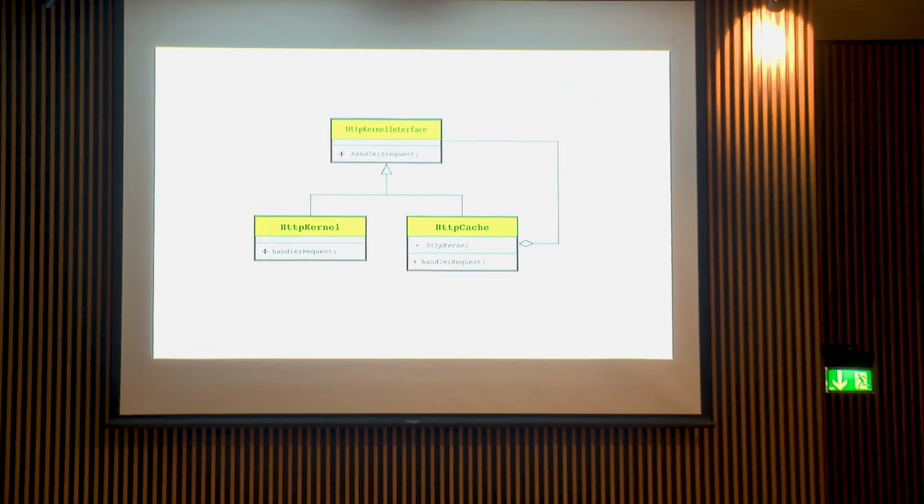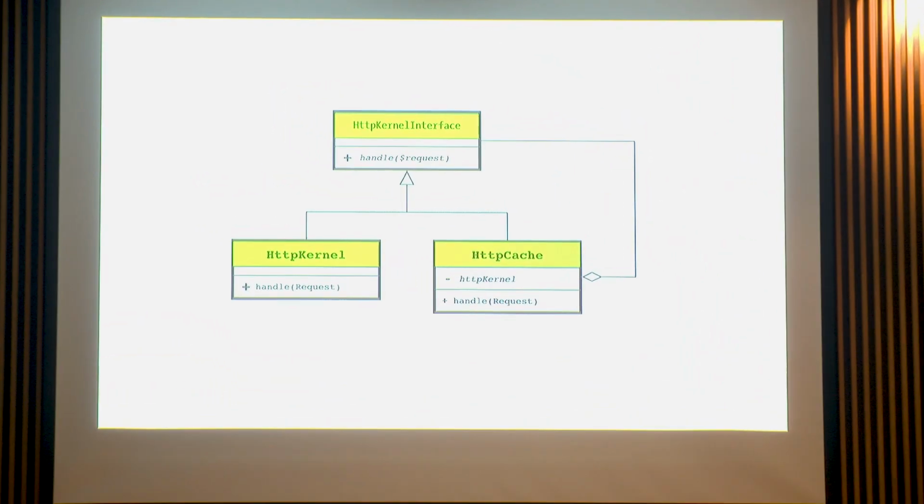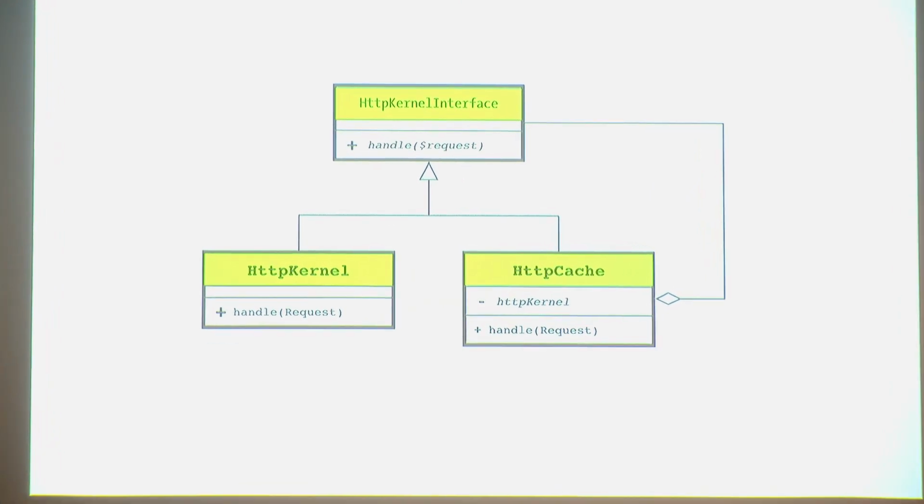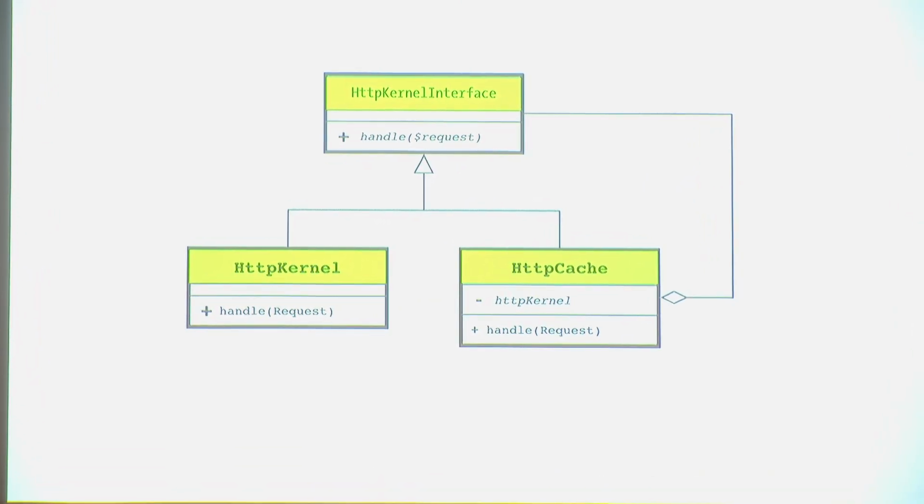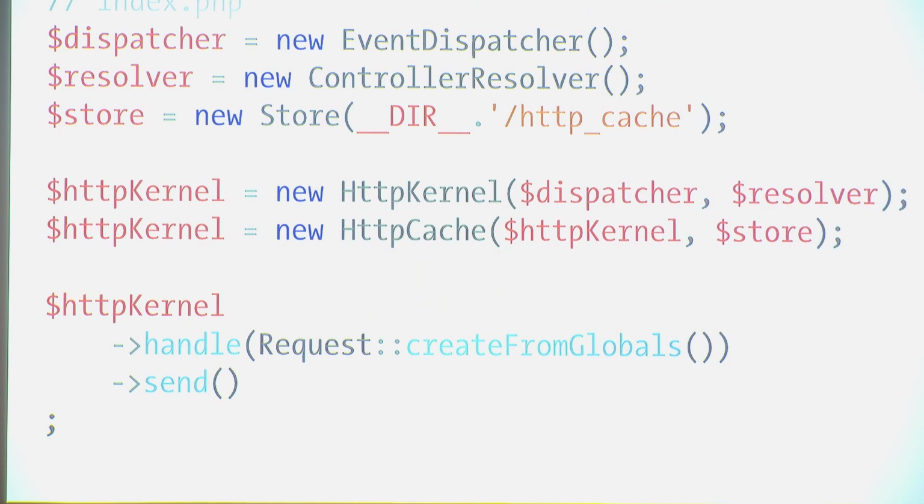And this is how it looks like. We have the base interface, HTTP kernel, which has this handle method. Handle takes a request, returns a response. The main implementation, the standard implementation, is HTTP kernel. But if we want to add some caching capability to this HTTP kernel, then we have this HTTP cache decorator object. And HTTP cache wraps any object that implements the HTTP kernel interface.